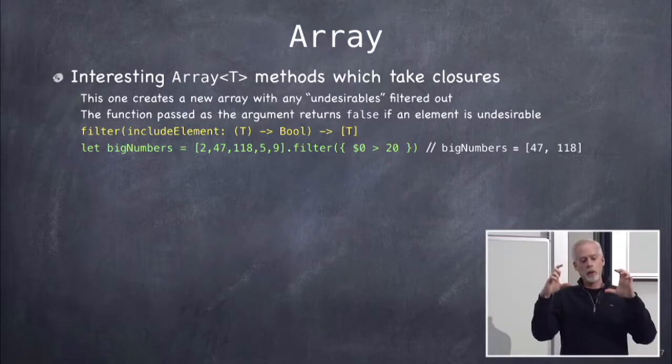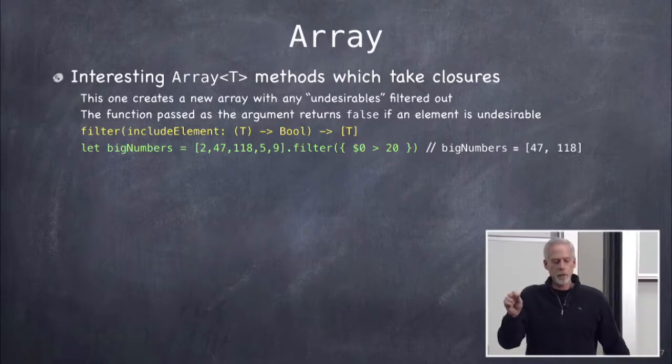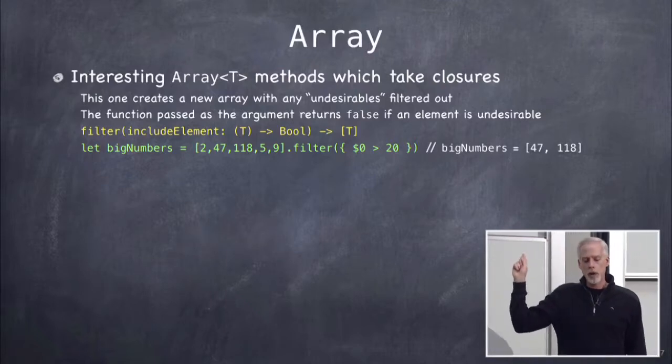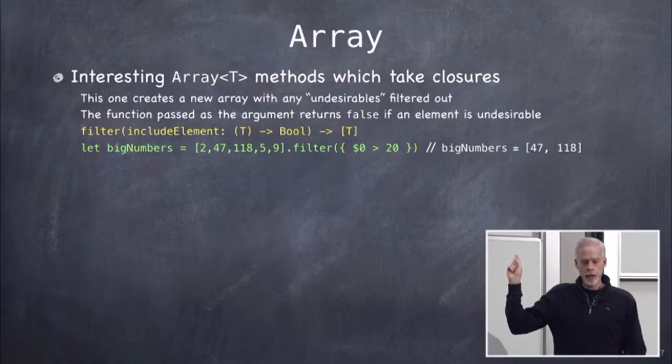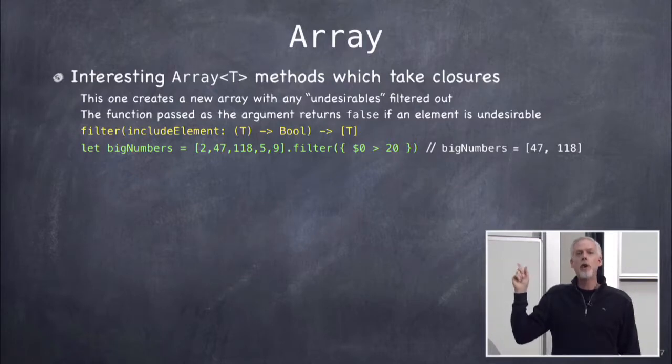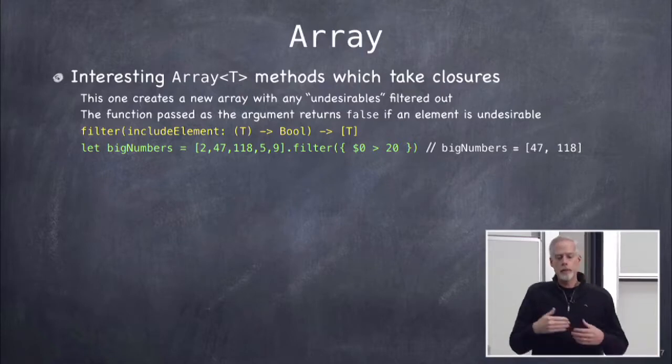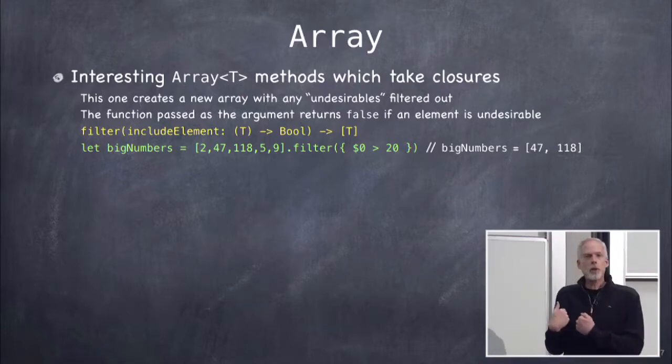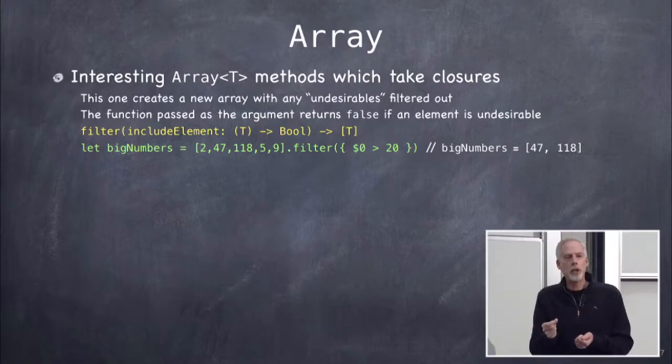So I created this array, and I'm sending it the message filter, and look what I'm providing for the argument there. That includeElement has an underbar, so you don't have to actually put the includeElement colon in there. All right, so what am I putting in there? That's a closure, right? So that means it's a function. Now Swift knows that this is a function that returns a bool, so I don't have to put the word return in there.